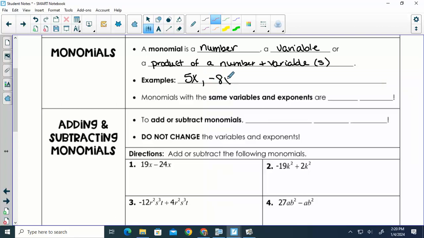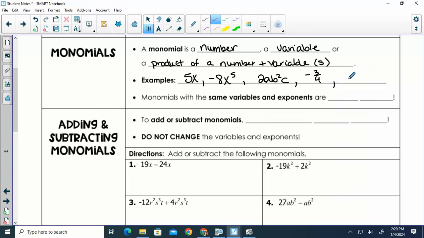Negative 8x to the 5th. So that variable might have an exponent on it. I could have something like 2ab squared c. It doesn't matter that I have multiple variables, they're all multiplied together, so it's a monomial. I might have something like negative 3/4, just a number, would still be a monomial.